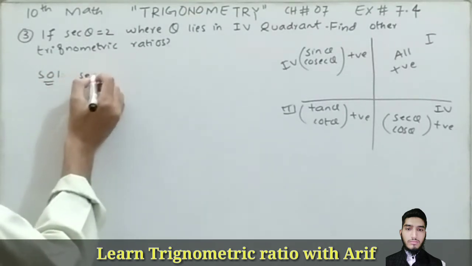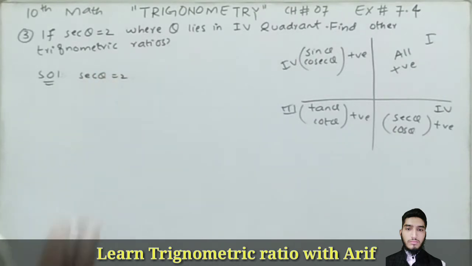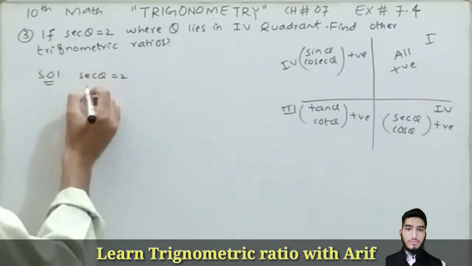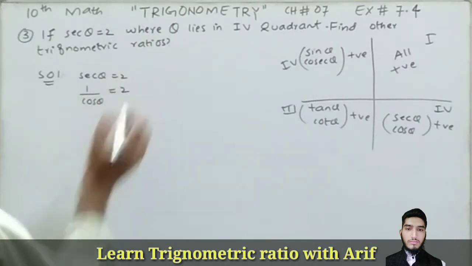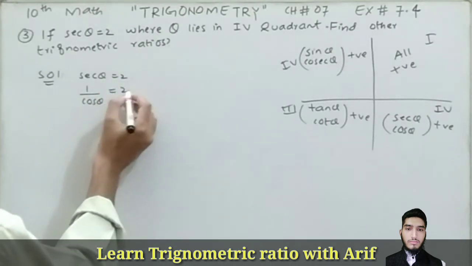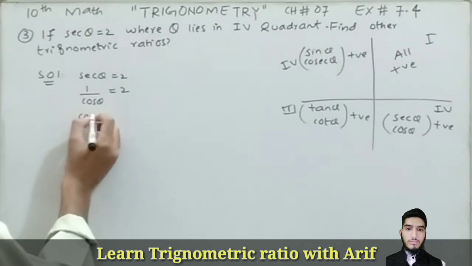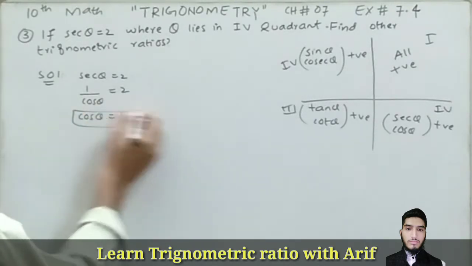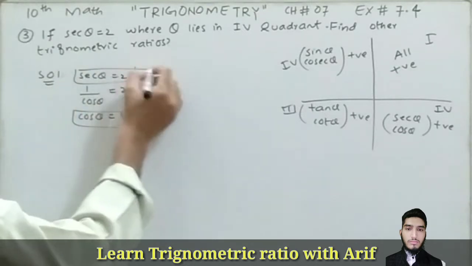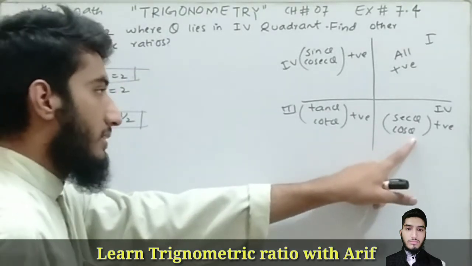Our secant theta is equal to 2. Now reciprocate it. Secant theta is actually 1 over cos theta. So 1 over cos theta will be 2. Now cos theta shifts to the right hand side and 2 to the left hand side. So our cos theta will be 1 divided by 2. This is cos theta and this is secant theta. Both will be positive because they lie in the fourth quadrant.